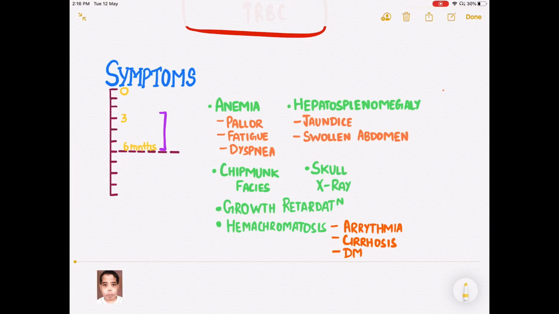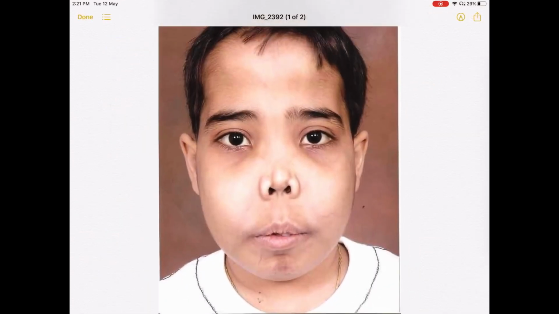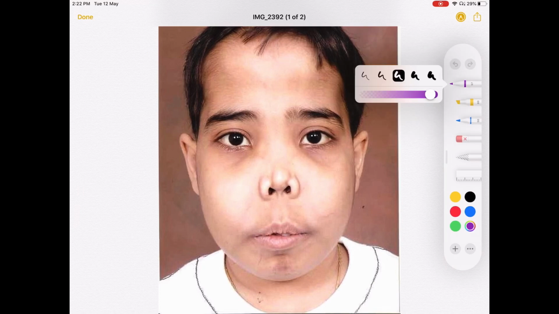The symptoms of beta thalassemia major develop in the first 3 to 6 months of life after birth. The patient presents with anemic symptoms such as pallor, fatigue, or shortness of breath. Hepatosplenomegaly is also seen, which may cause the abdomen to swell up. Jaundice is a manifestation of increased unconjugated bilirubin. And chipmunk facies is a common manifestation you see in a beta thalassemia patient. As you can see, there is enlargement of the forehead and the cheekbones.